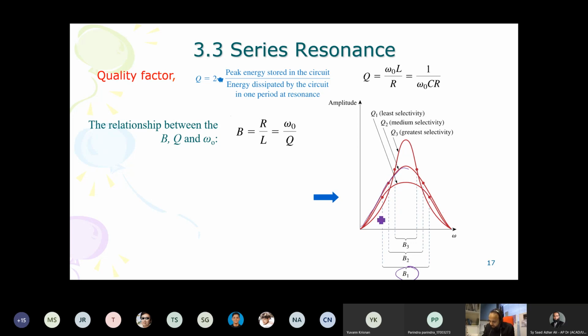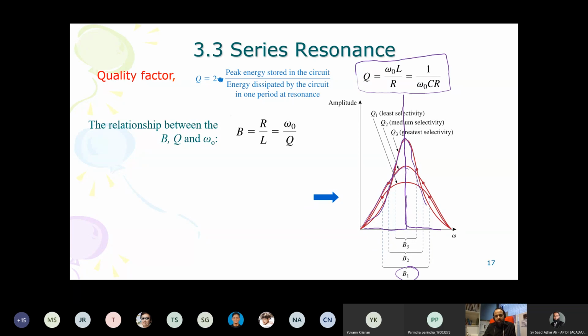You can see that this one has the least selectivity. I'm selecting the frequency to the best. So ideally, it should be like this. Ideally, the width should be 0 and the quality will be the best. But there is this trade-off between quality and bandwidth. Quality factor is the ratio of the peak energy stored in a circuit to the energy dissipated by the circuit in one period at resonance, theoretically, and numerically they are equal to these numbers.